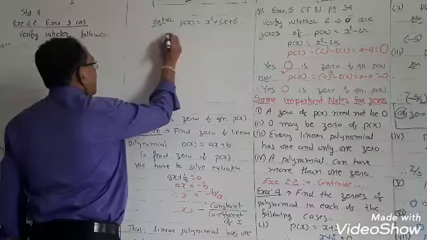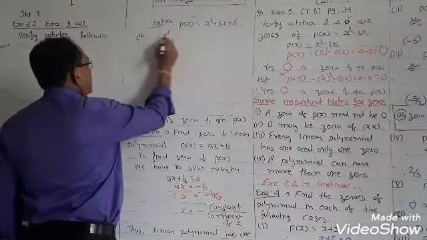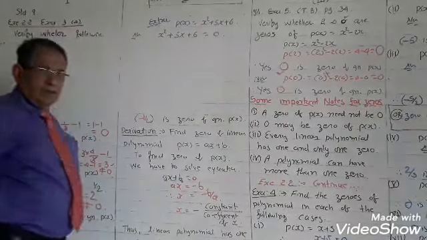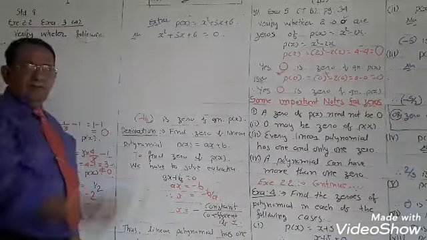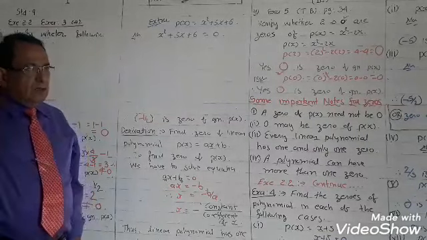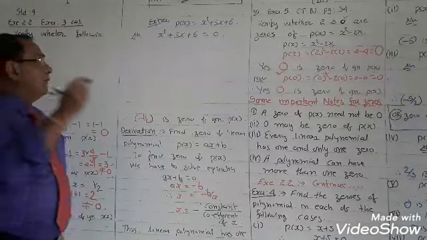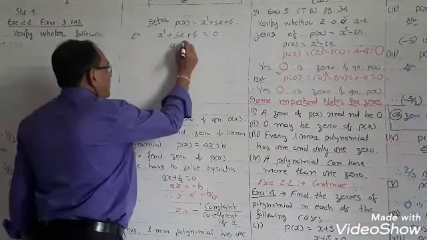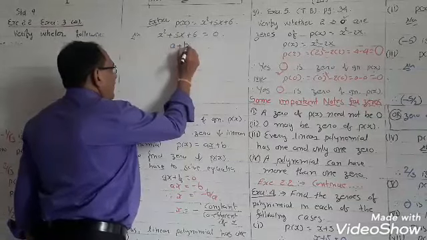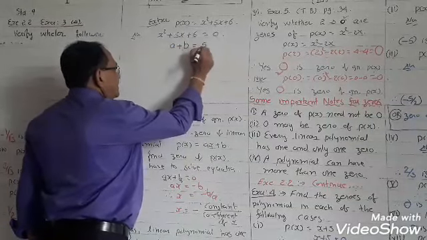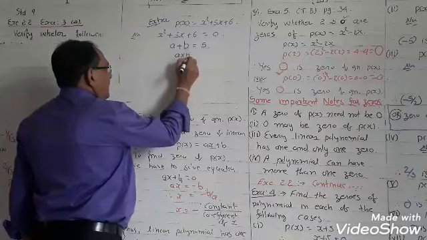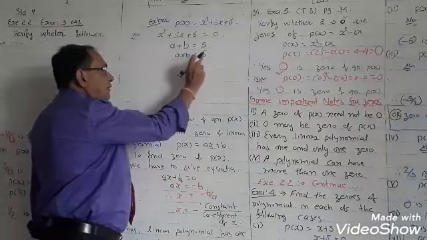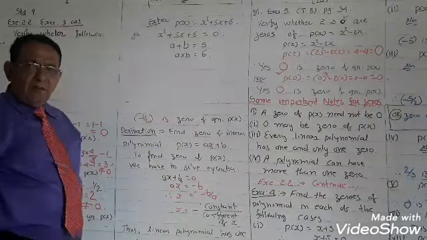Now x square plus 5x plus 6. First of all, as usual, compare the polynomial with 0. Now how will you factorize it? Split the middle term into two parts such that a plus b is equal to 5 and a multiplied by b is equal to 6. That means a and b must be factors of 6.